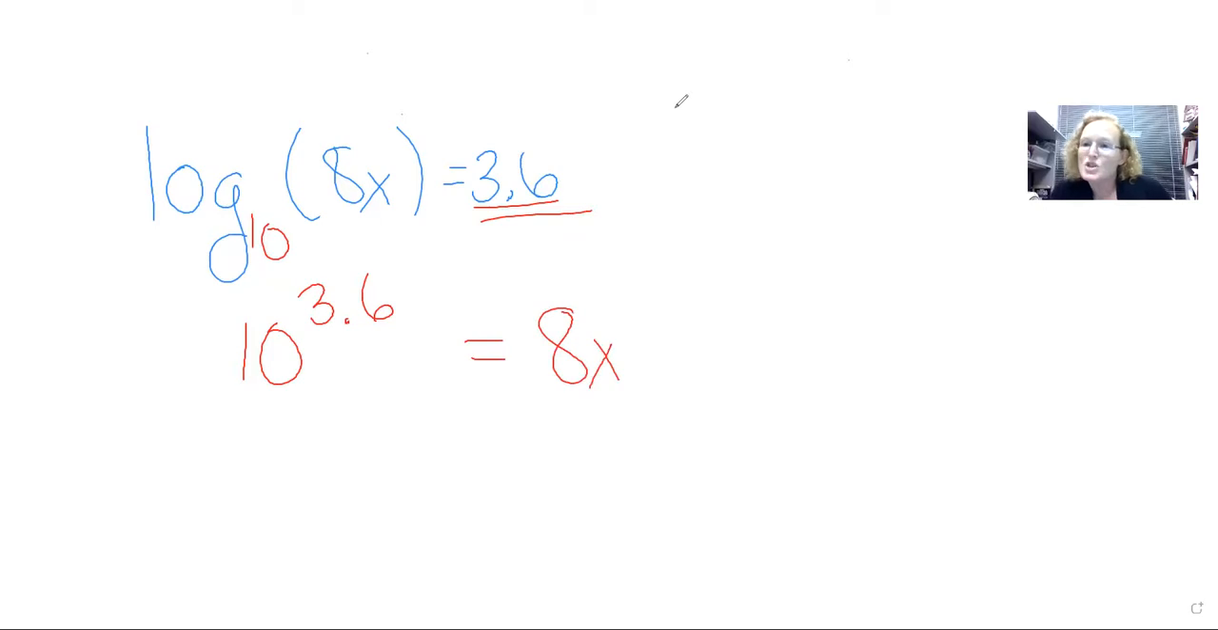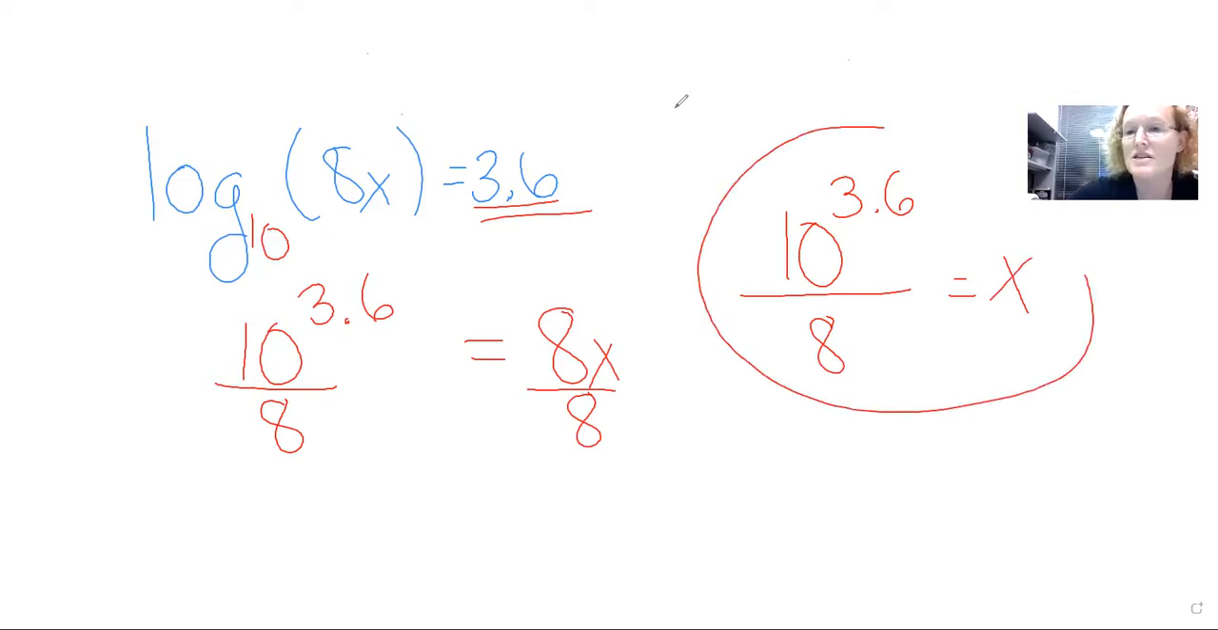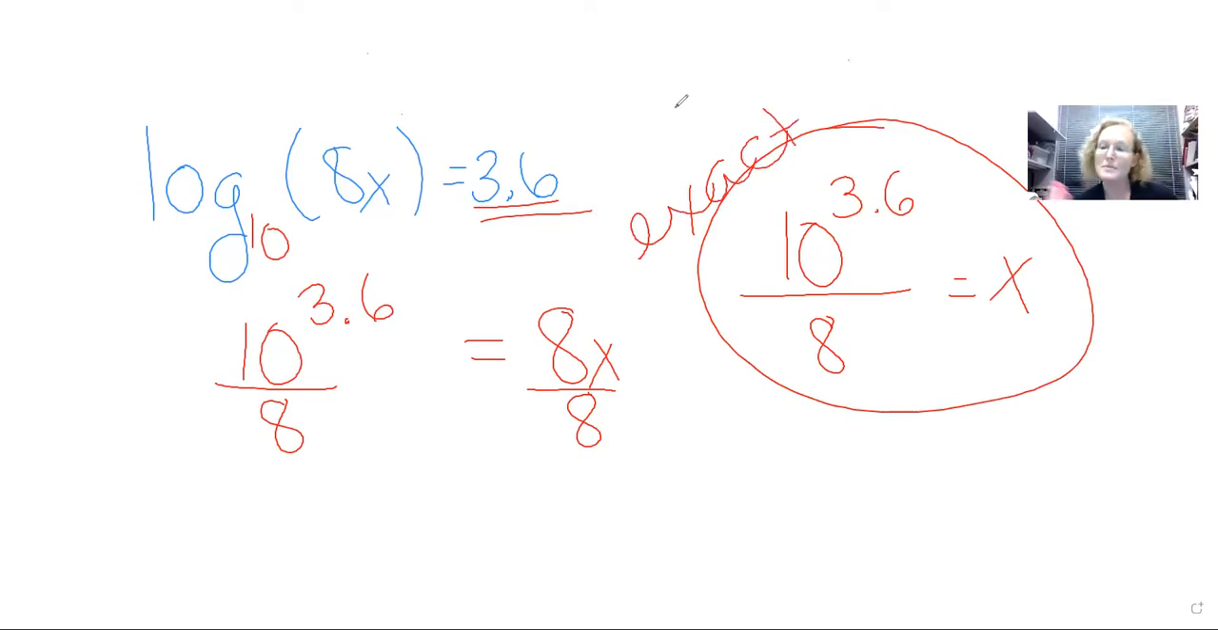Now that is not like saying 10 squared. 10 squared is 10 times 10. We could write that number down without grabbing a calculator, but you can't really figure out what 10 to the 3.6 is unless you grab a calculator. And so we're just going to leave that alone for a second. We're going to solve it for x. So the way that we're going to do that is divide by 8 here and divide by 8 here. So that means that if I'm looking for my exact answer, it is 10 raised to the 3.6 power divided by 8. So I'm going to circle that, and once again, I'm just going to write the word exact over here. And remember, what exact means is that we did not touch a calculator.